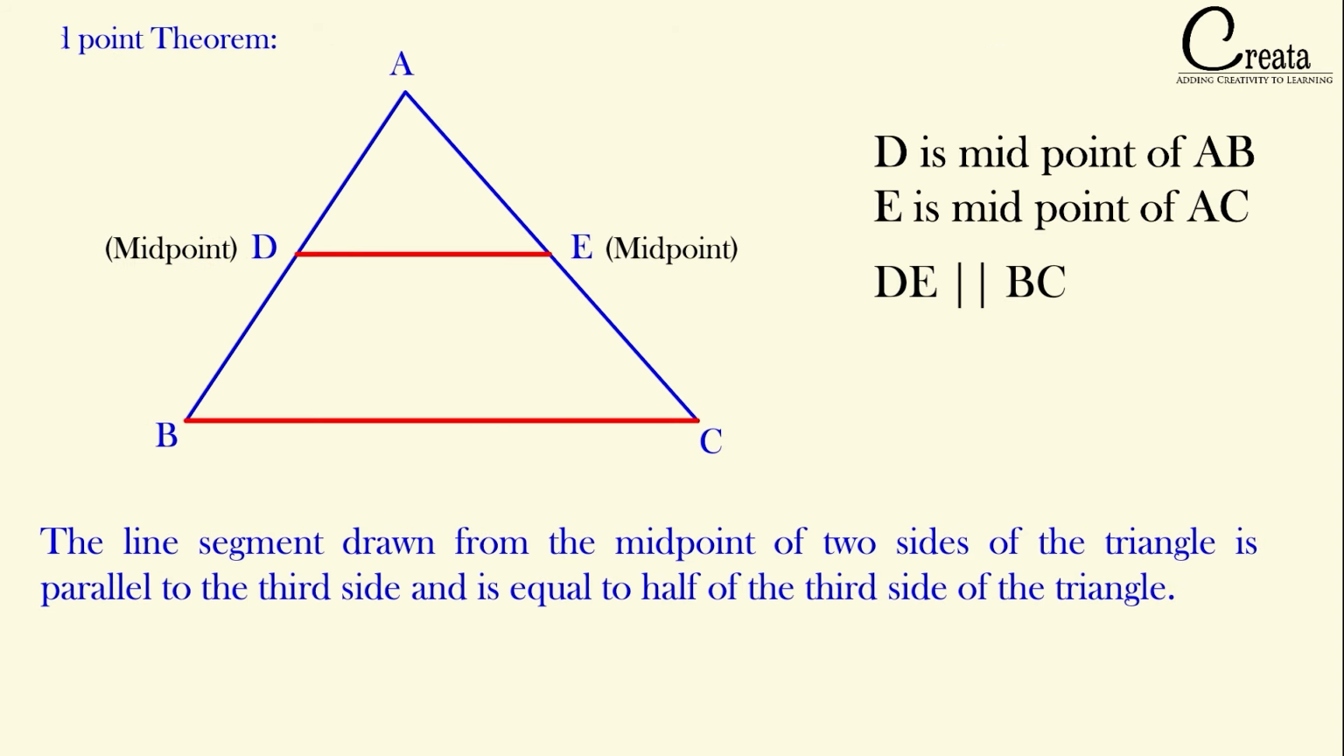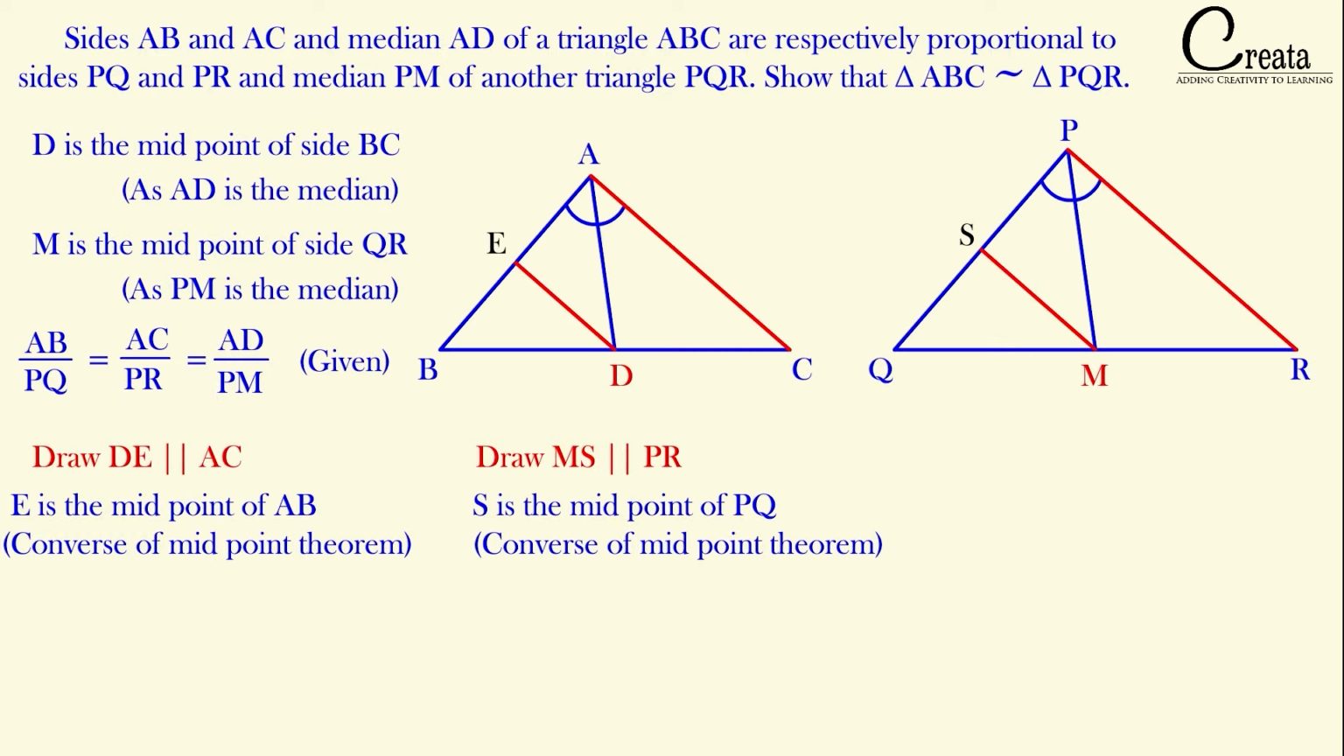The midpoint theorem also says that if D and E are the midpoints and DE is parallel to BC, then DE will be half of BC. That is, DE is equal to half of BC. This is also part of the midpoint theorem. The same concept we will apply in our two triangles.